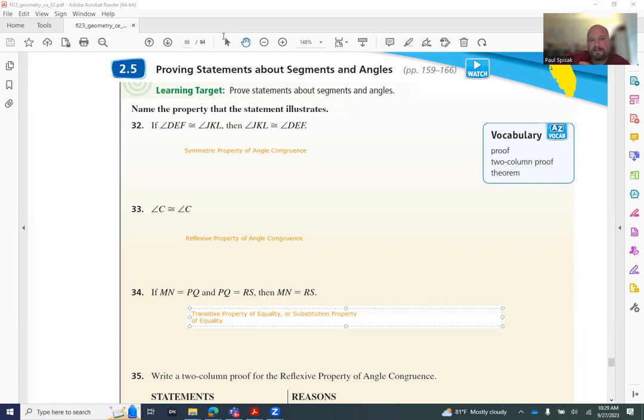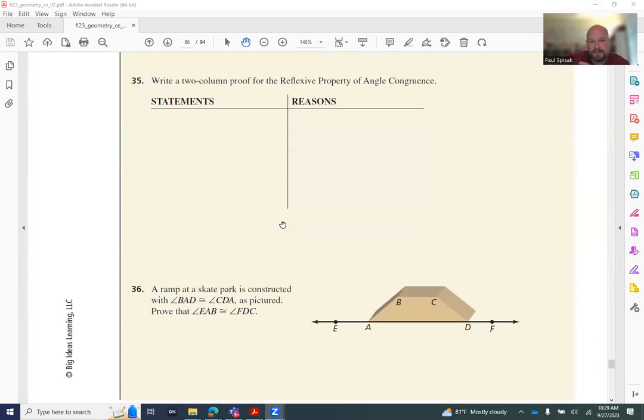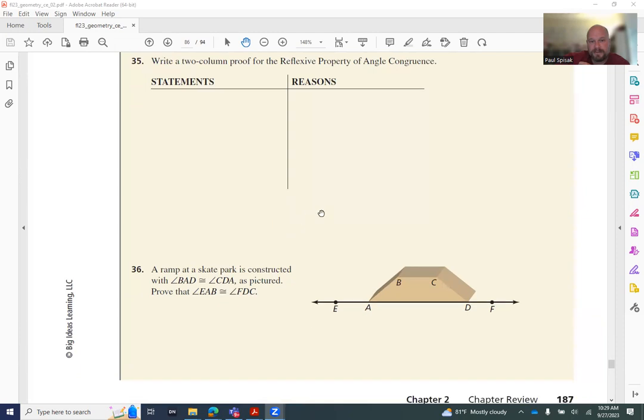35, we're actually writing a proof. So let's go down to those. Actually, let me see if I can fit 35 and 36. Yeah. All right. So now we need to go through and do this 2-column proof. Again, I'm going to try to abbreviate as much as possible.